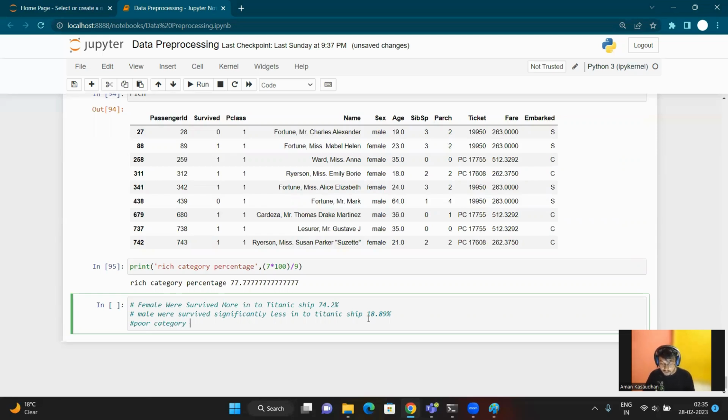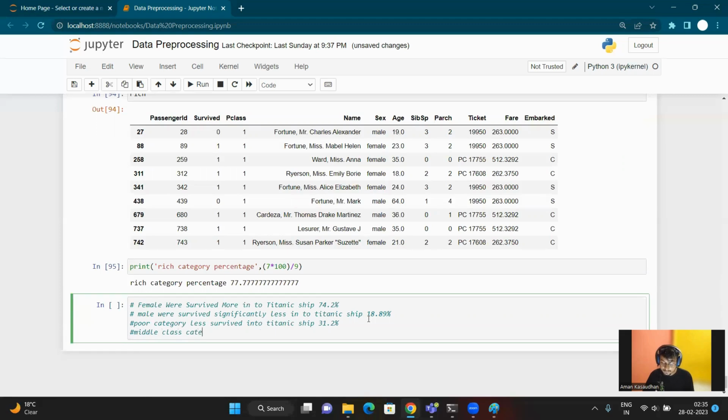Poor category survived less on the Titanic ship. That is around 31.2%, if I'm not wrong. The same goes for the middle class category. Middle class category survived more than the poor category. That is around 67 point something, 67.2%.